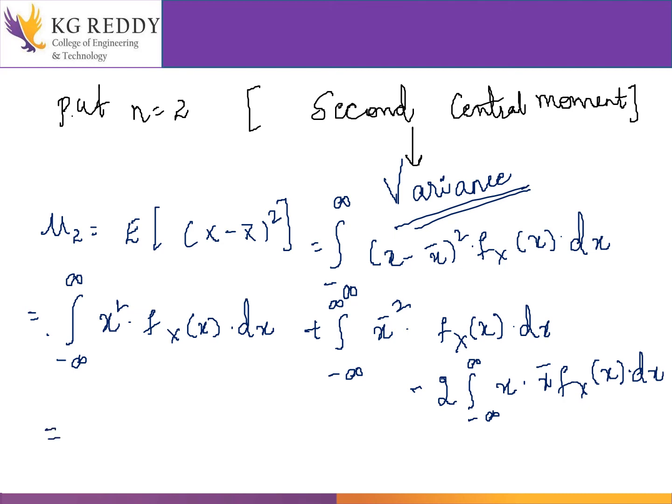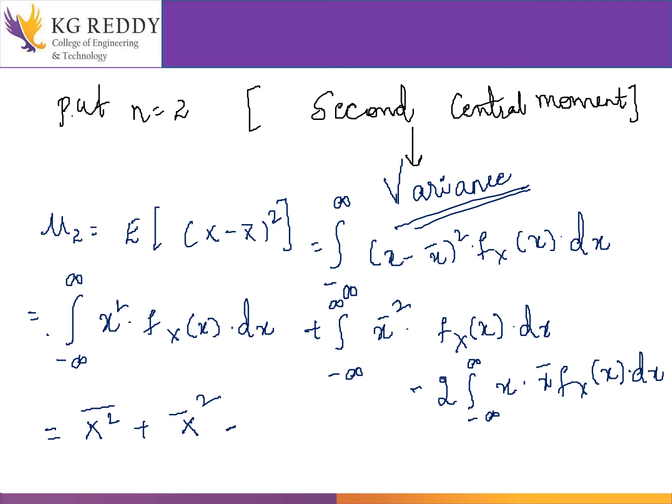So this is nothing but, see here, x square into fx of x into dx. It is the moment about the origin, the mean square value. So I can just write this as x square bar. Again, when you simplify this, x bar is a constant. See here, I'll simplify. This I can write as x bar square into fx of x into dx. So I'll just take it as x bar square, because the other term is a constant term, and the integral from minus infinity to infinity of fx of x dx will be equal to 1.